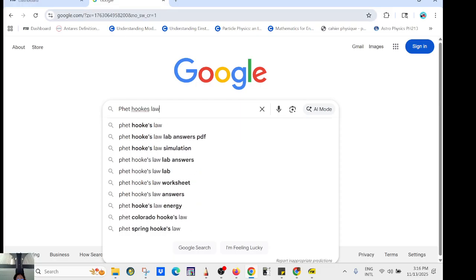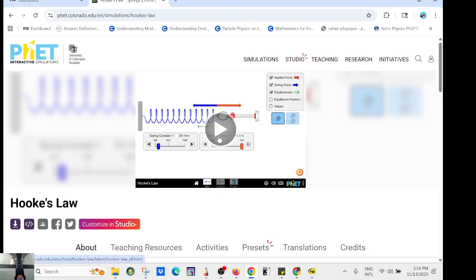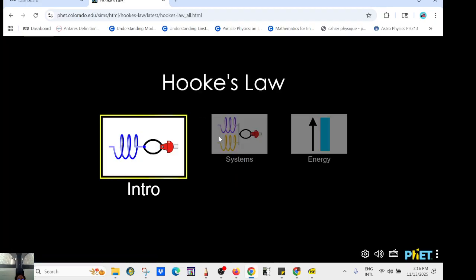It's called Hooke's law. It's named after Robert Hooke. He was the enemy of Newton. They really didn't like each other.